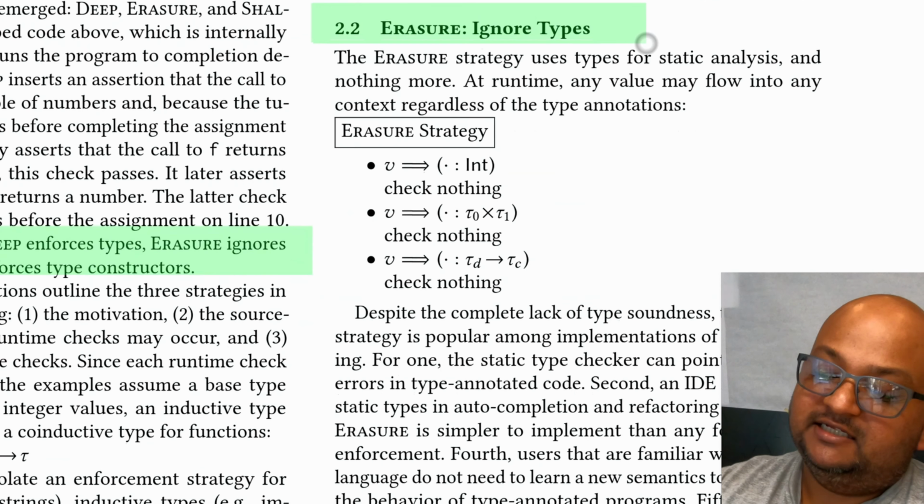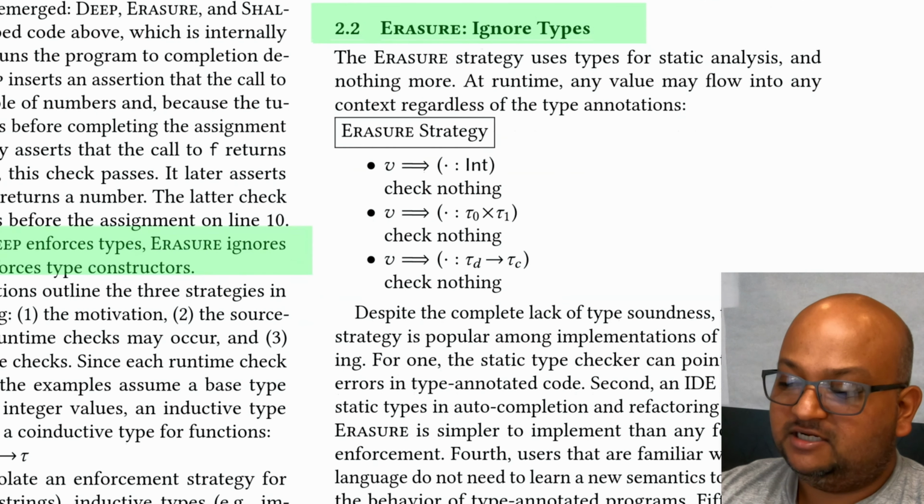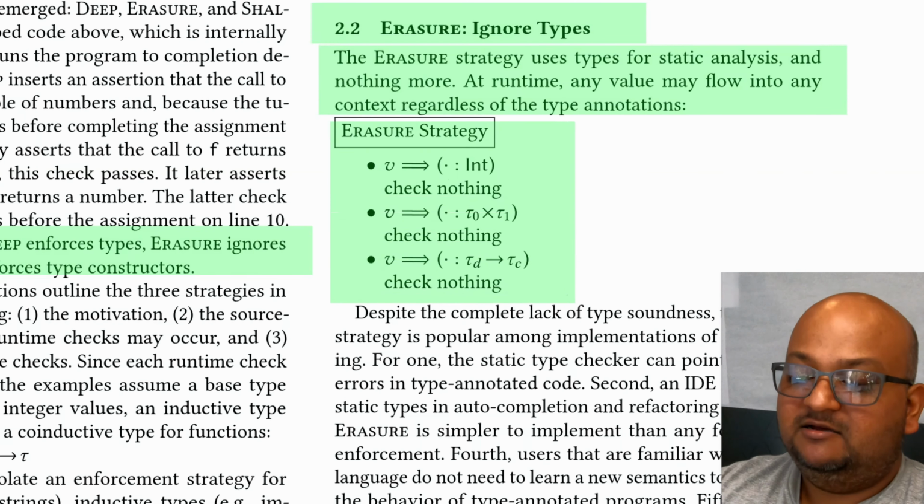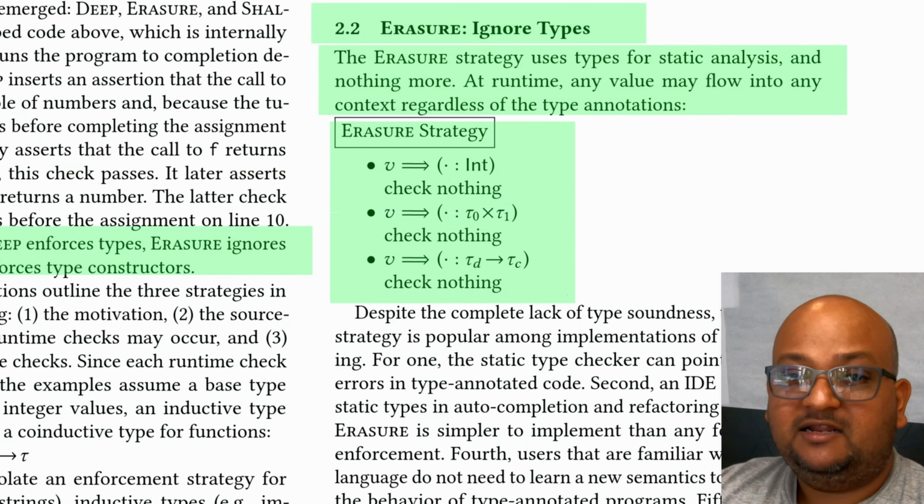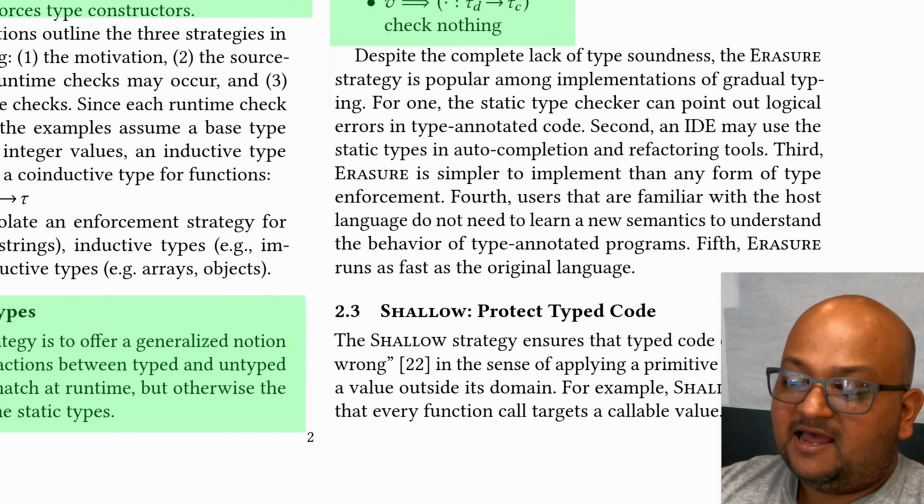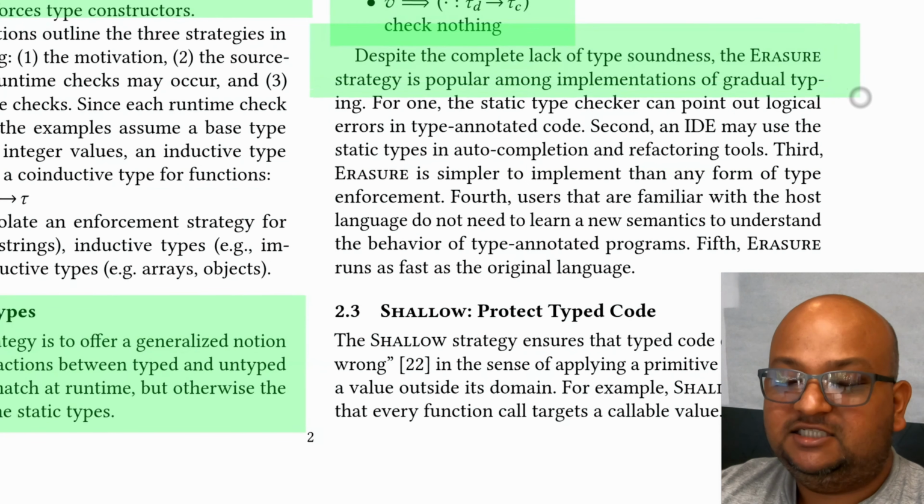The next strategy is erasure, which totally ignores types. The erasure strategy does allow you to annotate your code with static types, but those are useful only when you're coding. When the code is running, those types are simply erased. So compared with the deep strategy, when a value flows into a context expecting a specific type, nothing is checked. Now, erasure is a strategy employed by TypeScript, which is by far the most commonly used gradually typed language today. And it's completely unsound because it doesn't check any of its types.